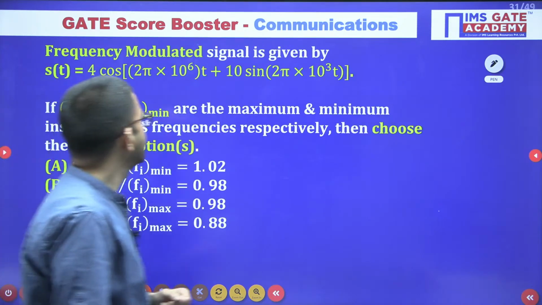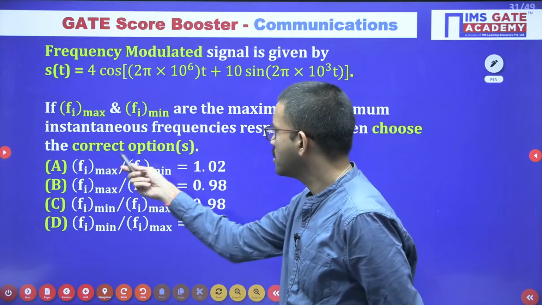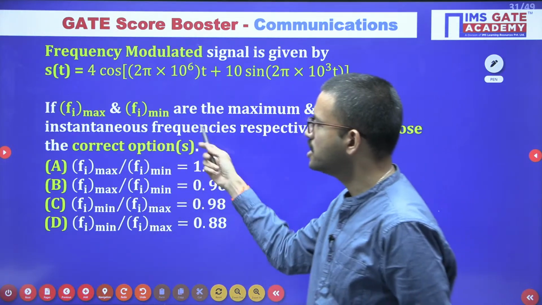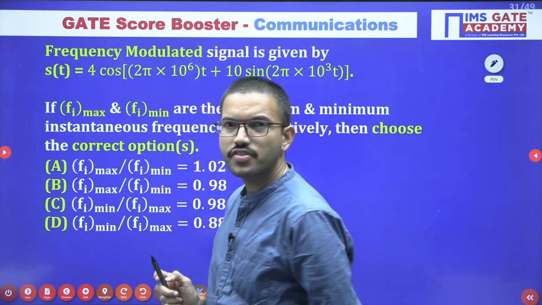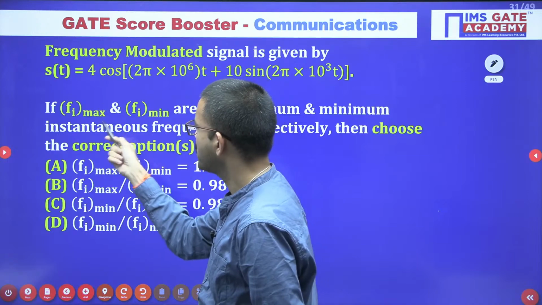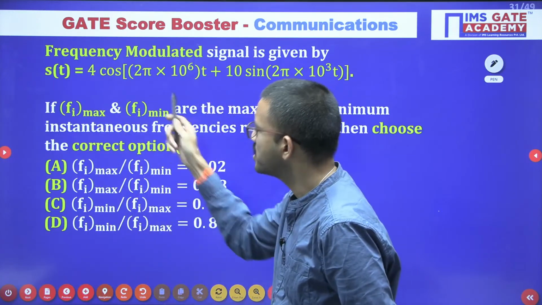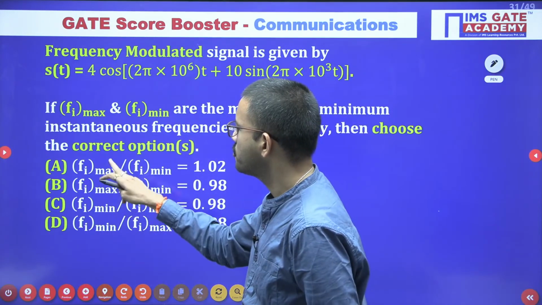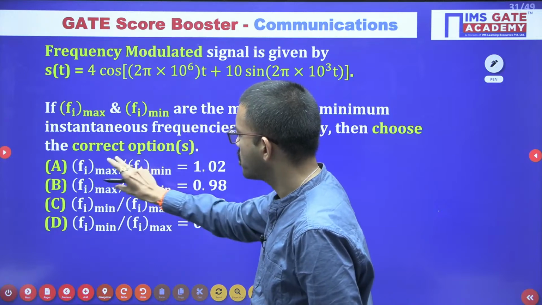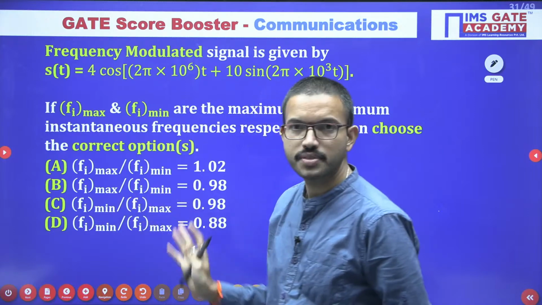Yeah, next question. So here also this question is MSQ. Here you can observe, choose the correct option or options. Okay. So here Fi is nothing but instantaneous frequency. Here I have labeled Fi max and Fi min. That means this is the maximum instantaneous frequency and this is the minimum instantaneous frequency. Regarding that, I have given the relations like ratio of maximum and minimum, two choices I have kept, and the other two choices I have kept as ratio of minimum and maximum.